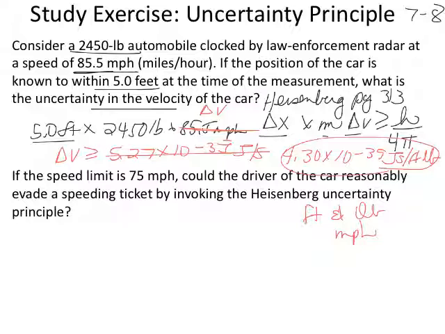Like I said, you're not going to get a problem like this on the exam, but do understand that the Heisenberg principle is just an uncertainty in position and an uncertainty in velocity, and you can't know one or the other. And that's the end of that problem.